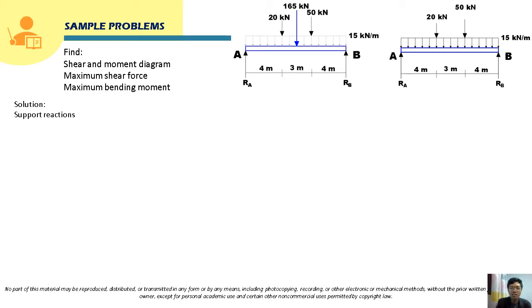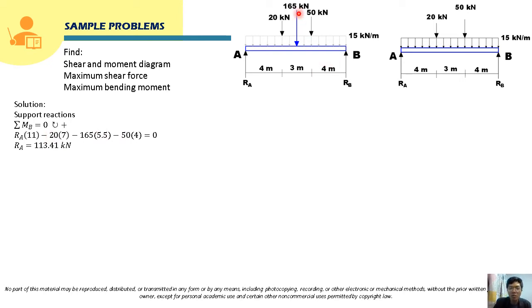We are going to take moment at B to solve for R sub A. Taking moment at B, R sub A's moment will be R sub A times 11. It will be positive since it is clockwise about point B. Then the 20 kilonewton point load will have a moment of 20 times its moment arm, which is 7 meters. Its rotation about point B will be counterclockwise, so it will be negative here.